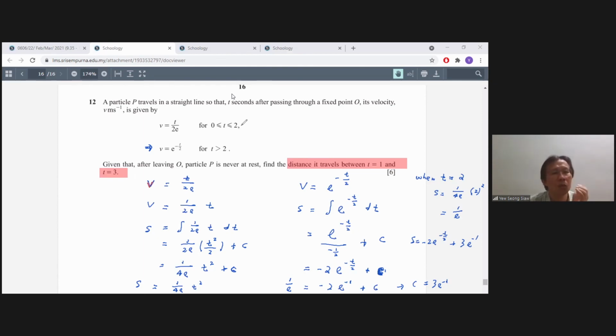So when time equals 2, you must see where the position is first. For the first equation, the time starts from 0. When time starts from 0, where is the particle? The particle is at O. So we put C equal to 0. But for the second equation, the time starts from 2. So at time equal to 2, you must see where the particle is. So the particle is here.